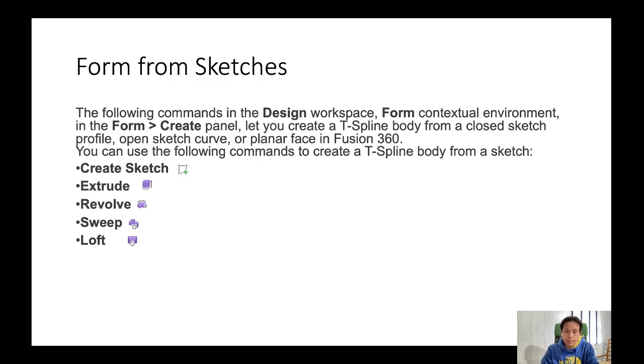So you can create a sketch and then extrude or revolve, sweep, and loft your geometry to make a 3D object. So this is the same, but there are a little bit differences between solid modeling and T-spline. So I'm going to explain the differences and the effective use of the form sketches. As I explained, you can start from create sketch and then select one of the items to extend from your sketch.